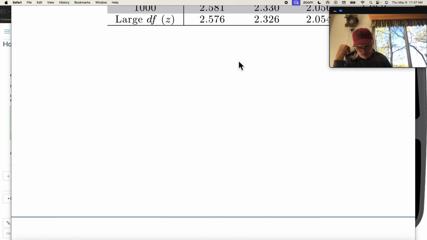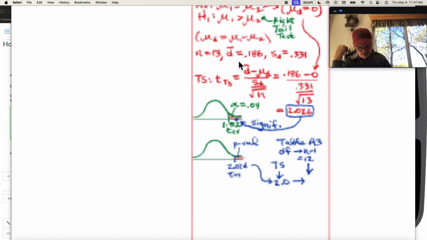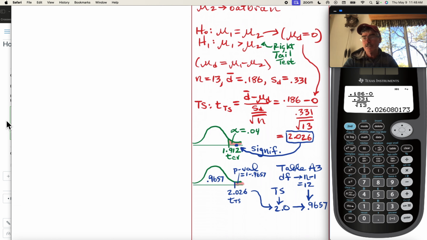All right, so it said 0.9657. That is not the p-value, it's the area to the left. So for our p-value, we're going to have to do 1 minus that. So I'm going to try and write this down real small. 1 minus 0.9657. So do that on the calculator real quick here.